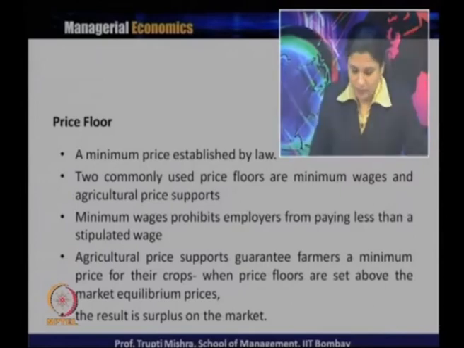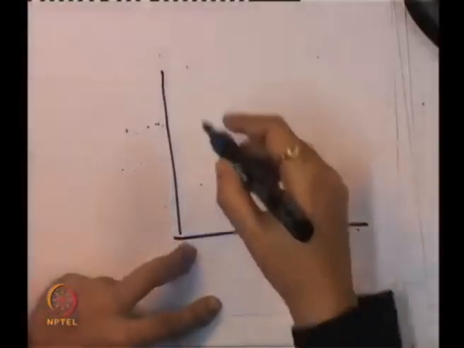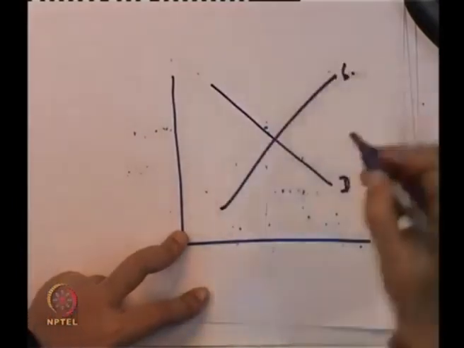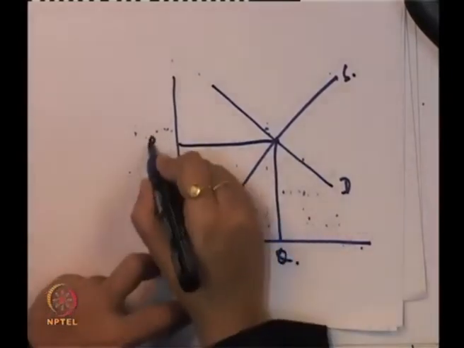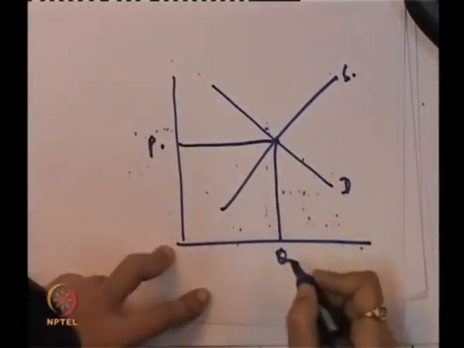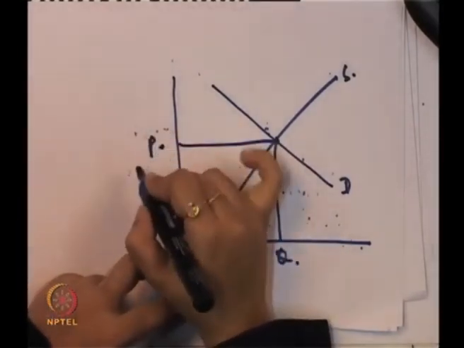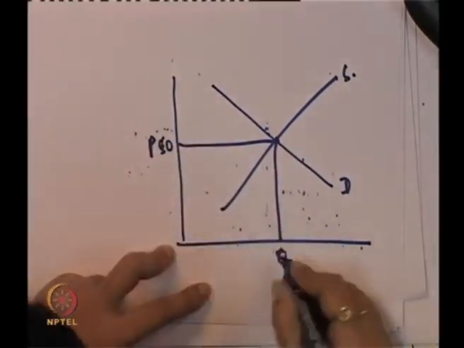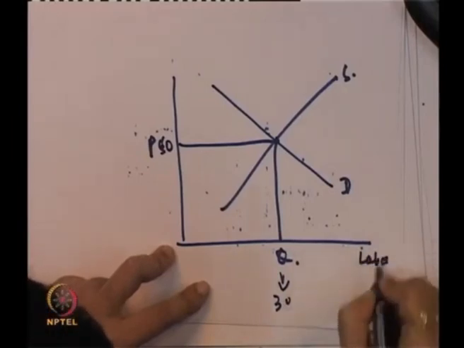So, let us see a graphical example of this minimum wage. We have a demand curve, we have a supply curve. This is the equilibrium quantity, this is the equilibrium price. Now, what is the equilibrium price here? This is nothing but the wage. So, suppose 50 rupees is the wage and this is 30 laborers. This is the labor day.